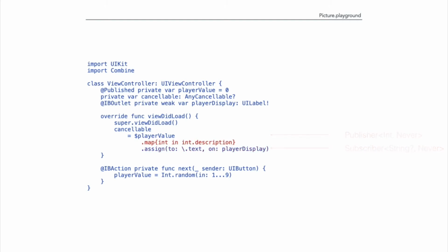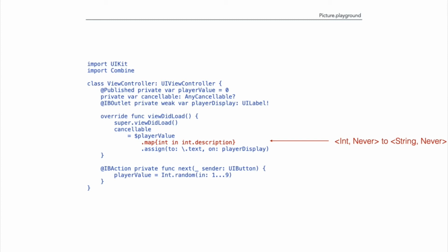to a string. Combine has the map method that is the analog to the map method for array or for optionals. And so the map says, you give me a publisher of an int, and I'm going to convert that int into a string, and what I'm going to emit is a publisher of a string. And so map turns this int into a string, a publisher of an int that never fails into a publisher of a string that never fails.